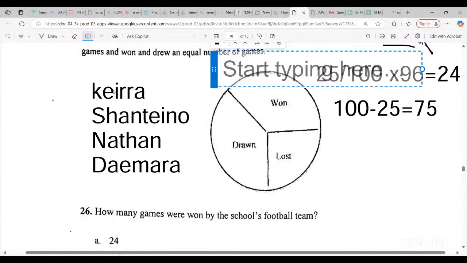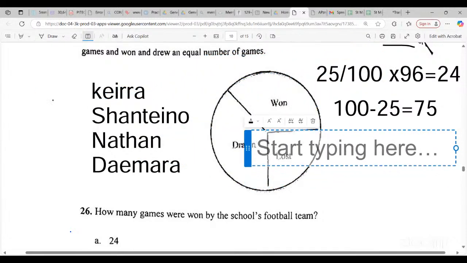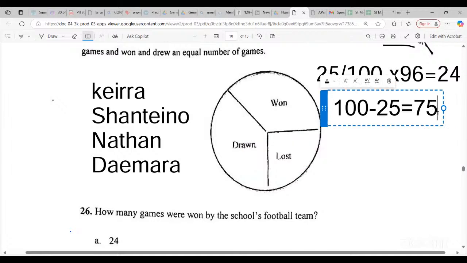Shantino, yeah. I was saying, sir, basically what I did, sir, 100 subtracted by 25 equals 75, sir. And then I divide the 75 by 25 equals 3.